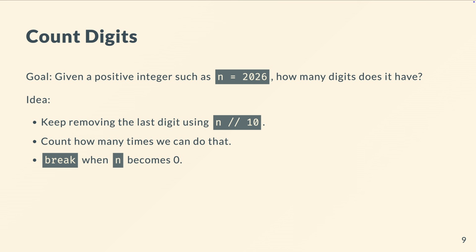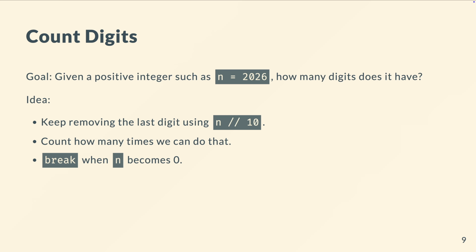You have learned all the prerequisites. Now let's solve the problem of counting digits. Goal. Given a positive integer such as n equals 2026, how many digits does it have? For example, 2026 has 4 digits. Here is the idea. Keep removing the last digit using integer division by 10. Meanwhile, count how many times we can do that. When n becomes 0, break the loop.